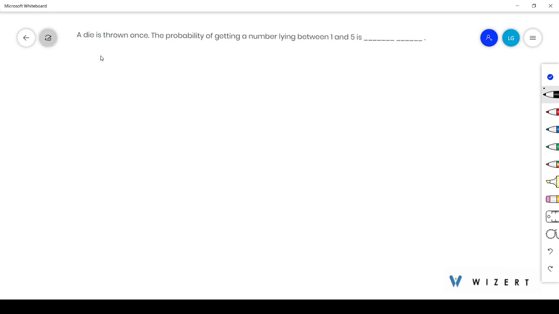Our question is, a die is thrown once. What is the probability of getting a number lying between 1 and 5?